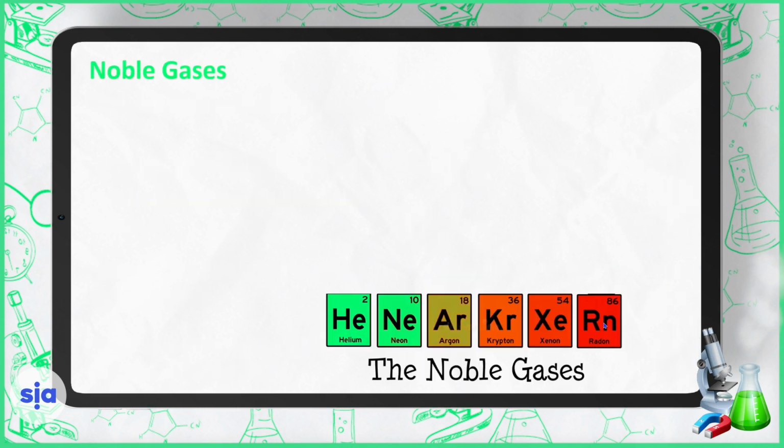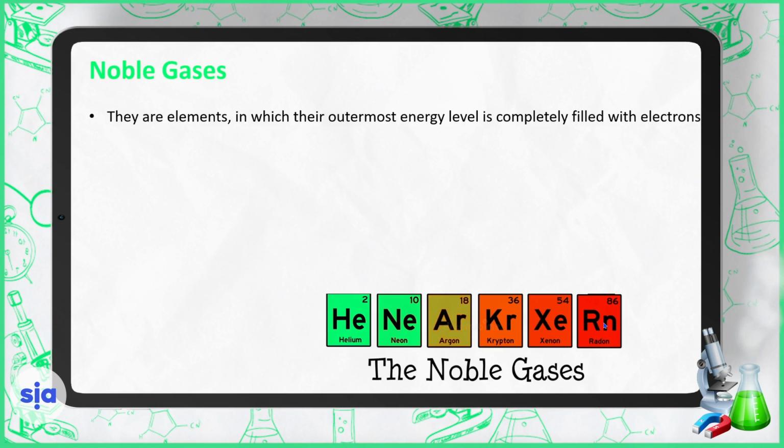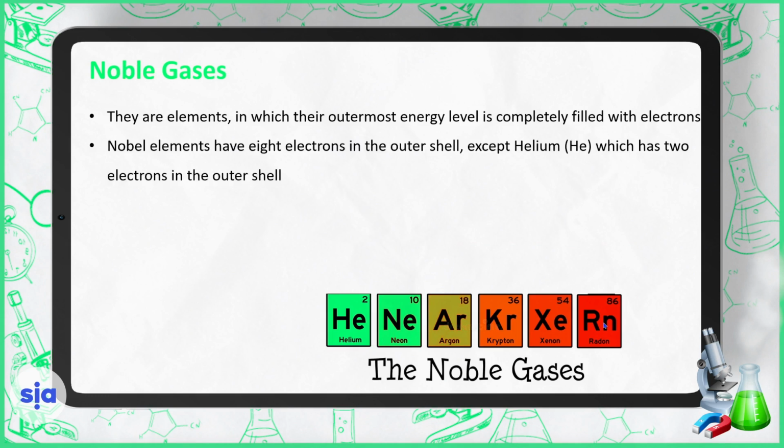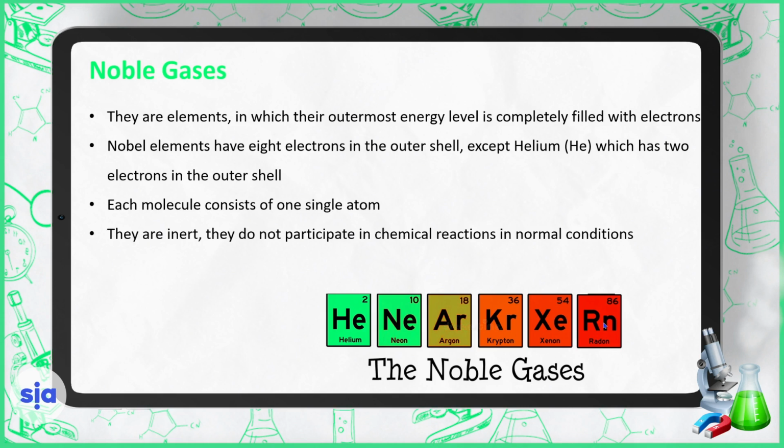Noble gases. What are noble gases? They are elements in which their outermost energy level is completely filled with electrons. The noble elements have 8 electrons in the outer shell, except helium, which has only 2. Each molecule consists of 1 single atom. They are inert. They do not participate in chemical reactions, and they do not form positive or negative ions.